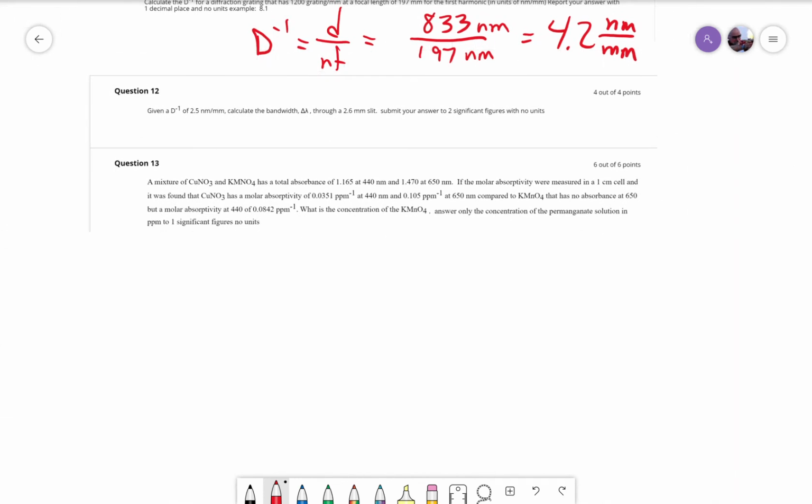Given a D to the minus 1 of 2.5, calculate the bandwidth delta lambda. We are not trying to resolve two peaks, we are simply calculating bandwidth. That is W times D to the minus 1. Multiply those two numbers in this particular case. 2.5 times 2.6, I get 6.5.